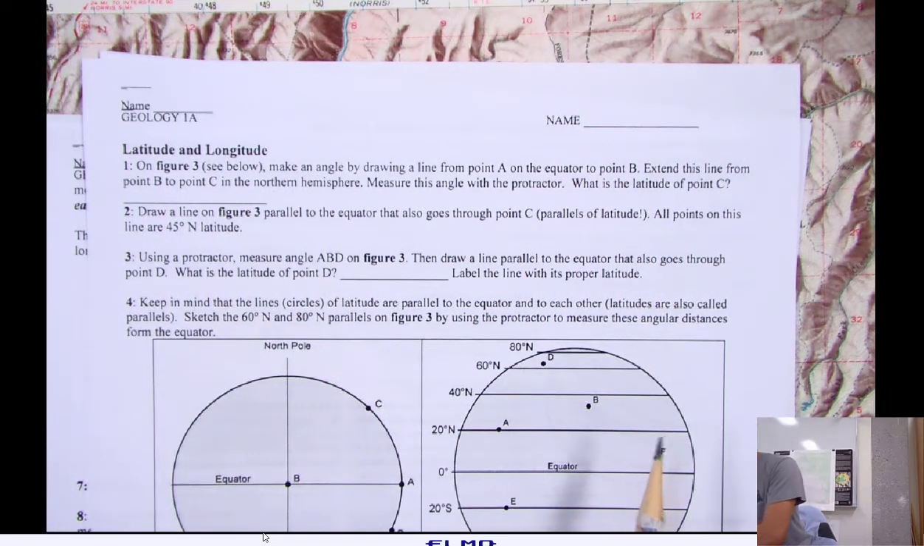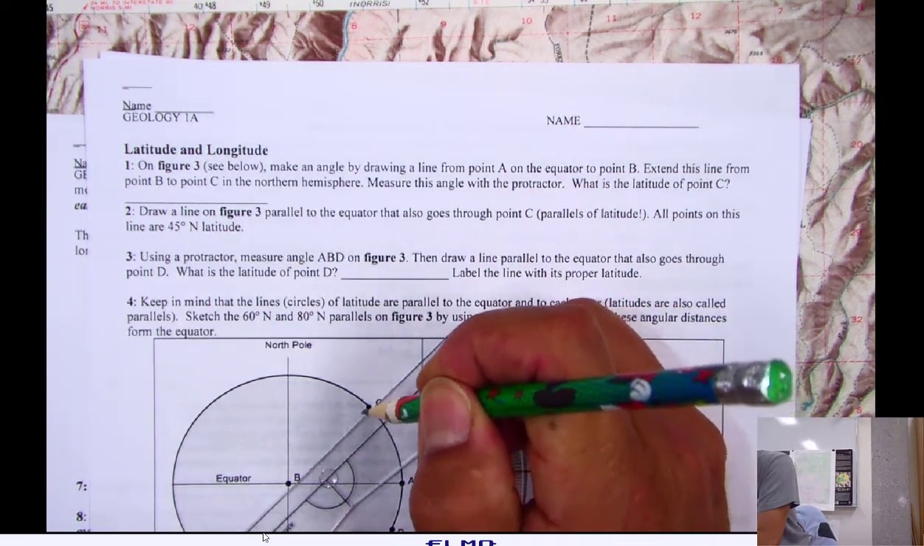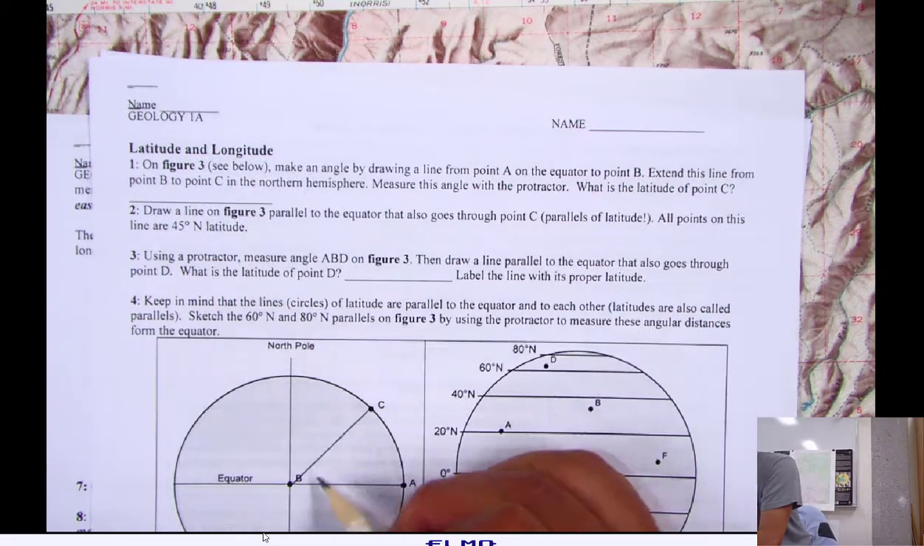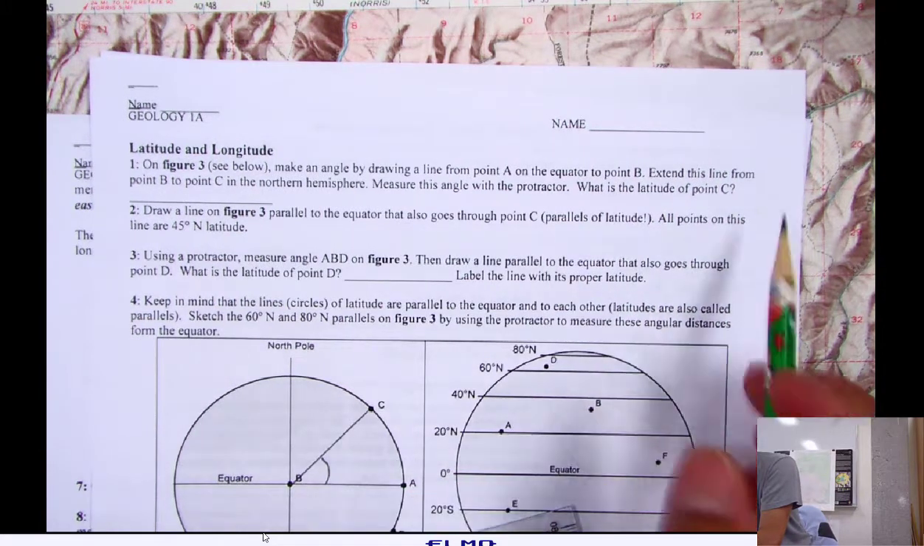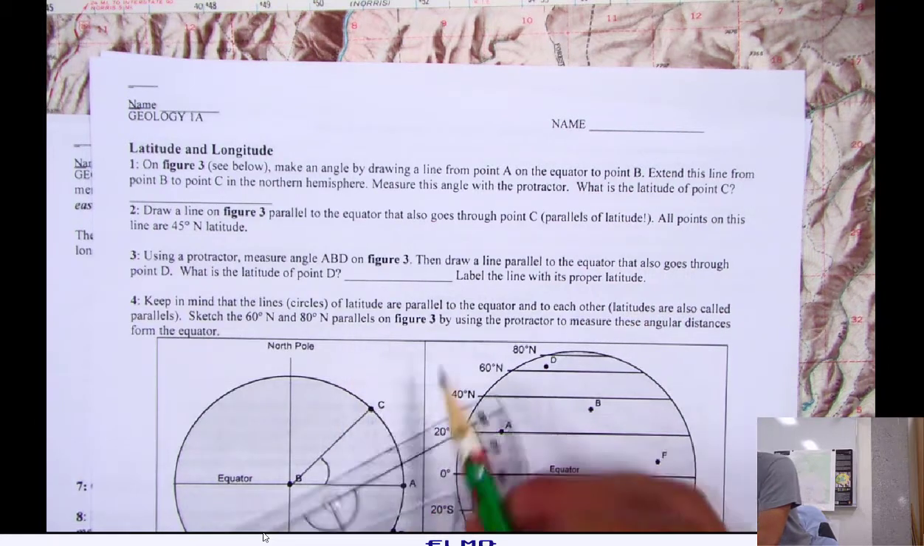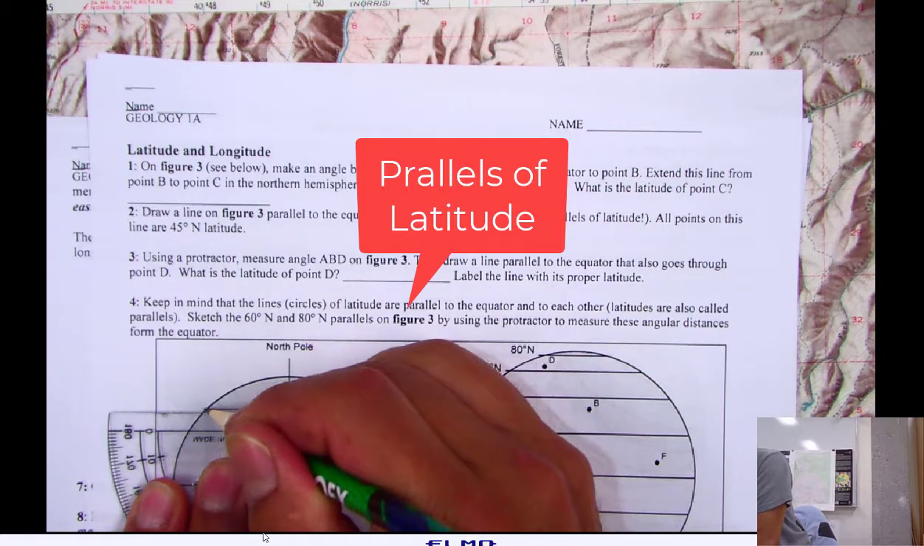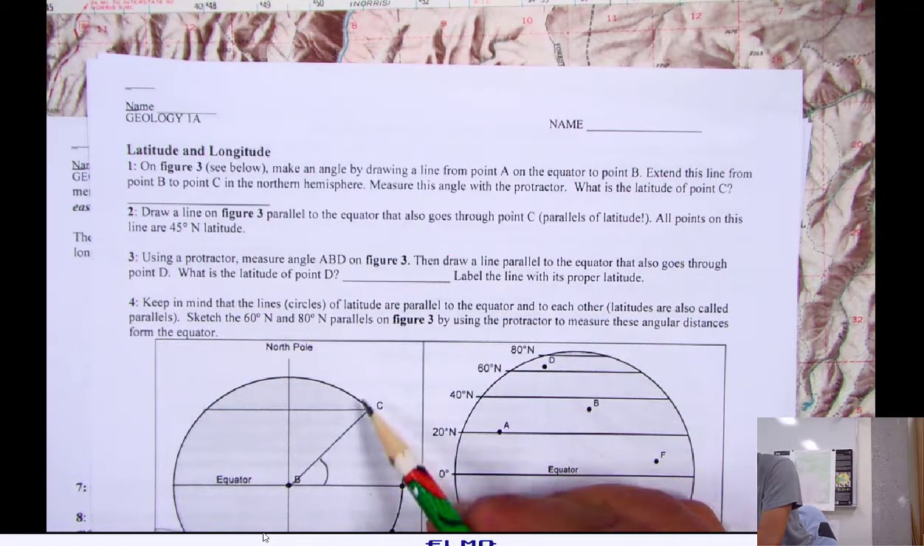So we can draw a straight line across here from B to C, and then they want us to measure that angle here, right? And determine the latitude of this. Really, it's just parallel. Remember, they're parallels of latitude. They're parallel because they parallel the equator, right? So what is the latitude of point C?